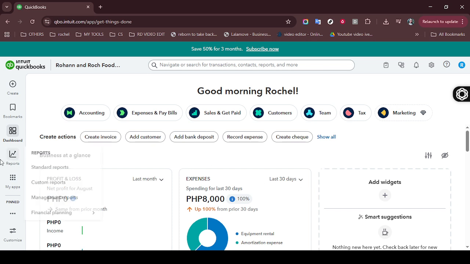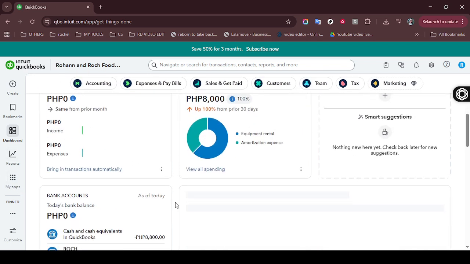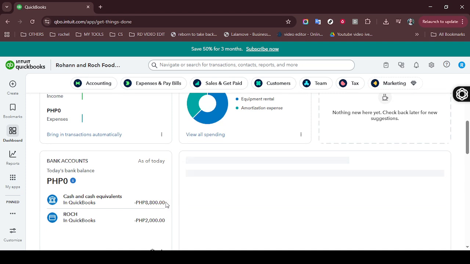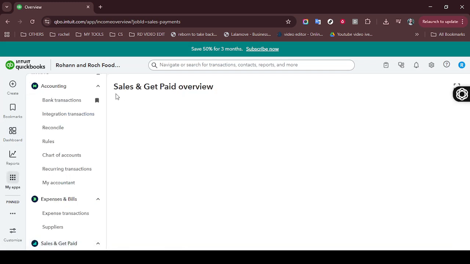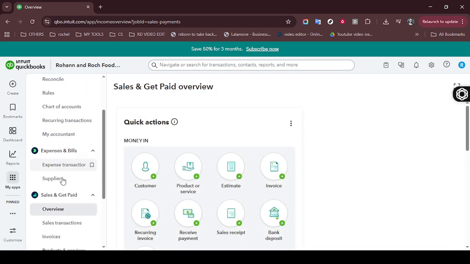Let's break it down. Starting with how to track income and expenses by category. The first step is setting up your income and expense categories. These categories help you organize all the money that comes in and goes out, whether it's from selling your crops, purchasing supplies, or any other financial transactions related to your farm.